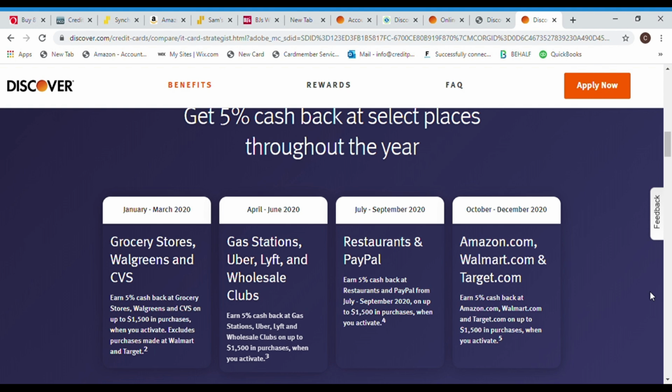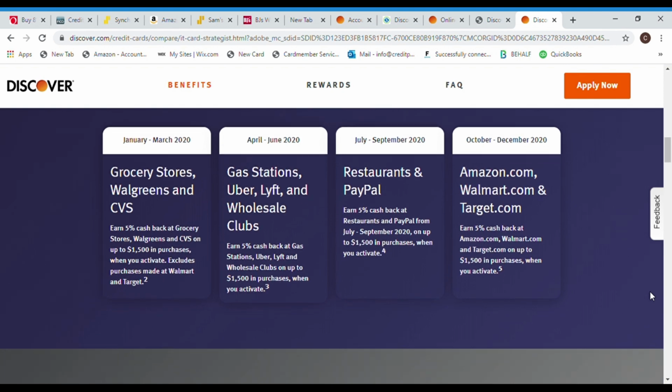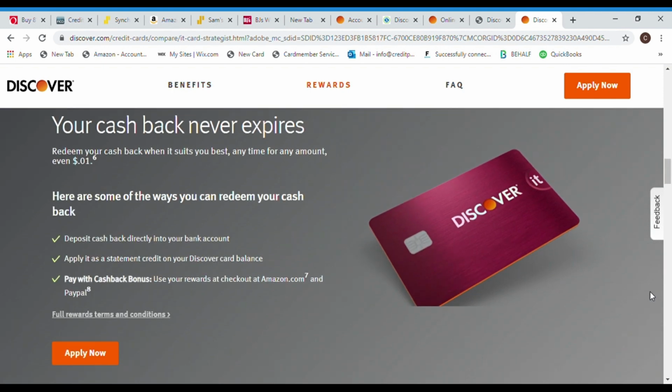So these are very good categories, and it's actually interesting how they strategically put some of these categories. Like October through December, that's usually the big shopping season. And a lot of these other retailers, like Amazon, Walmart, and Target, all have their own 5% cash back categories. So in a sense, this is competing with some of these particular retailers at the busiest time of the year. So that's very, very interesting.